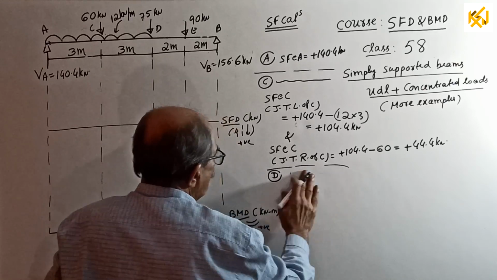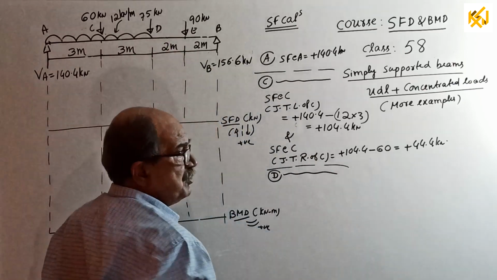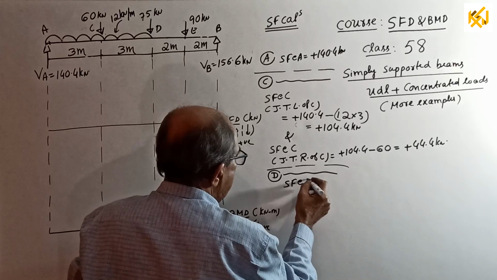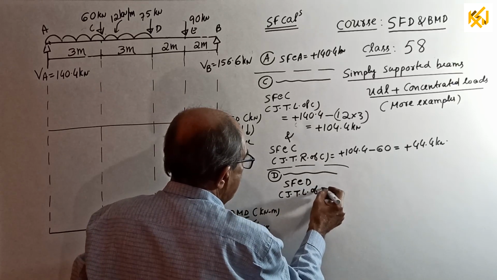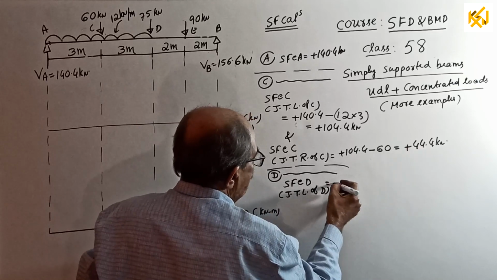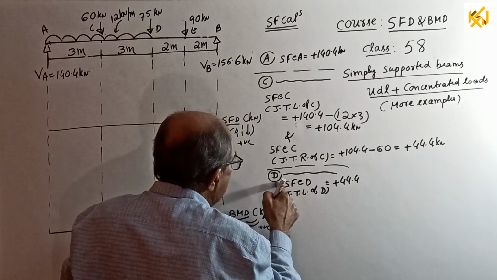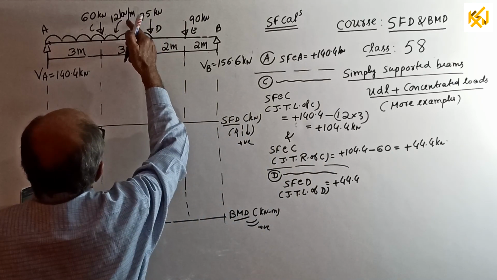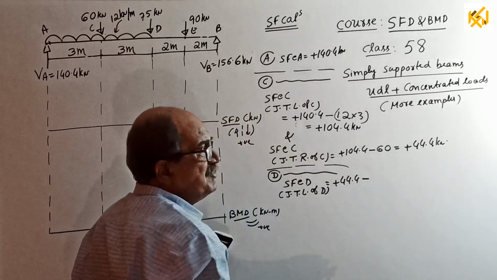Before that, make a note if you want. Again, there is a point load at D. So, shear force calculation twice. First, shear force at D just to left of D equal to previous value plus 44.4. After C till D, between them, there is UDL 12 kN per meter for 3 meter. So, subtract. Why?